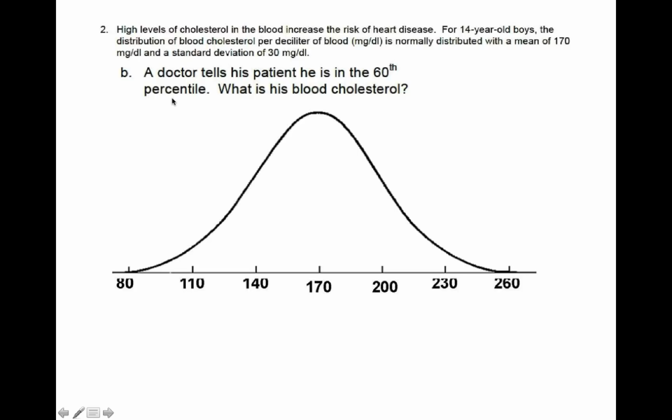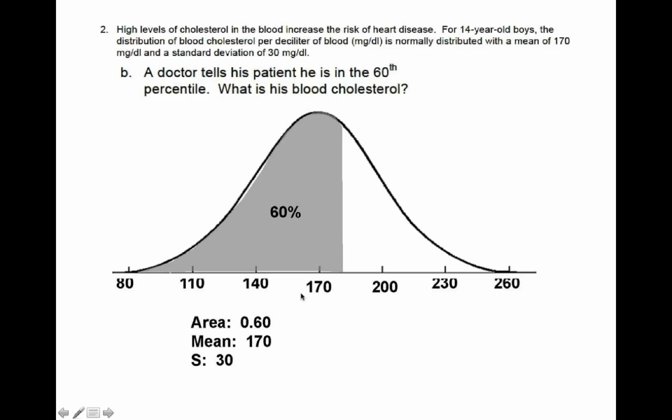Part B, a doctor tells his patient he's in the 60th percentile. What's his blood cholesterol? So 60th percentile is the bottom 60%, so somewhere around here. You're given a percent, so it's inverse norm. The area below the number you're trying to find is 0.6. The mean and standard deviation, you should get 177.6 and mark it in the picture.